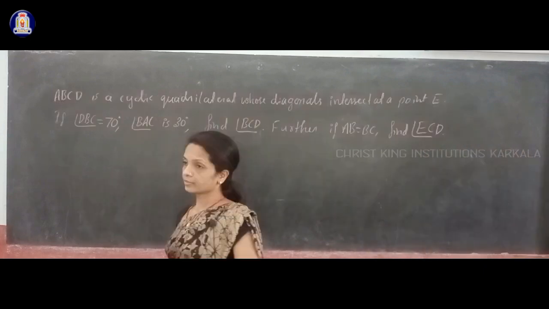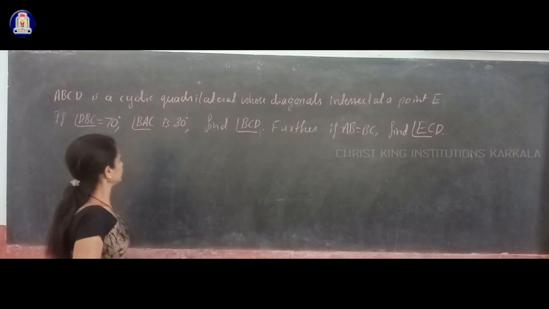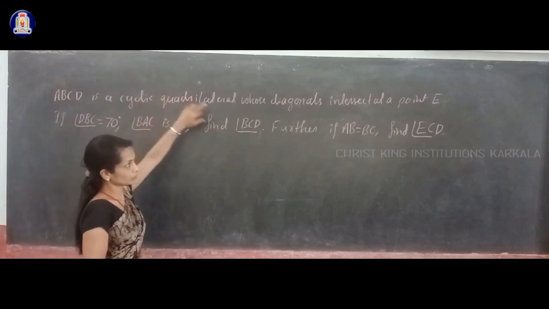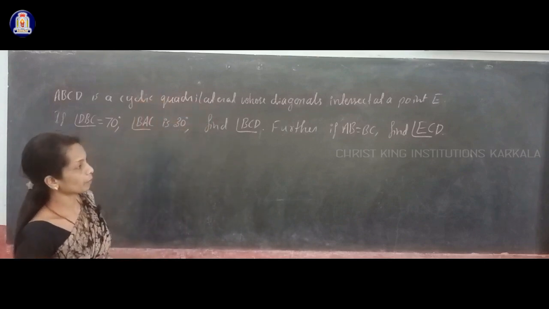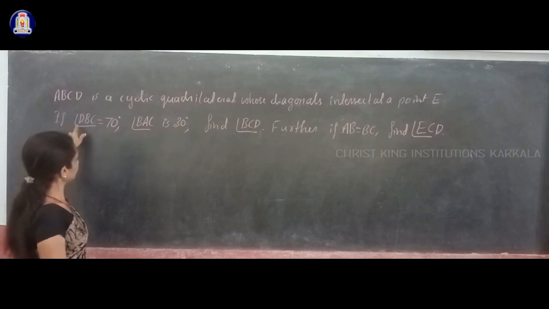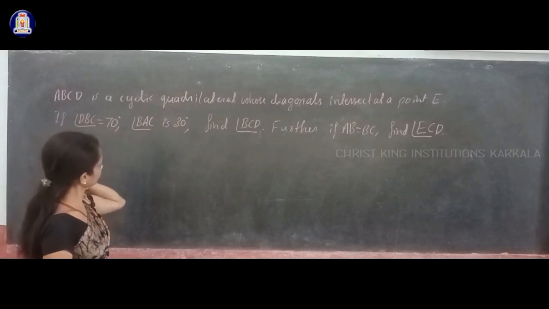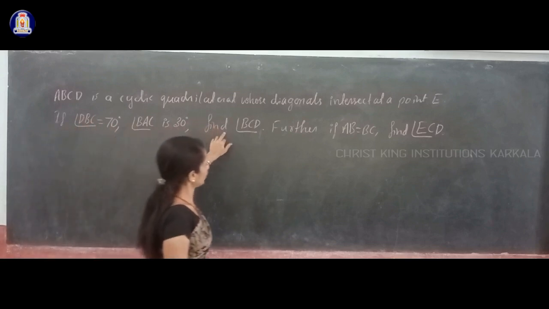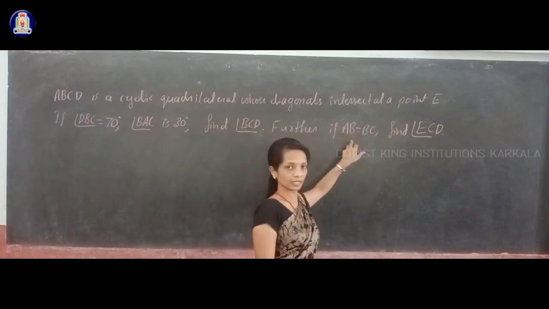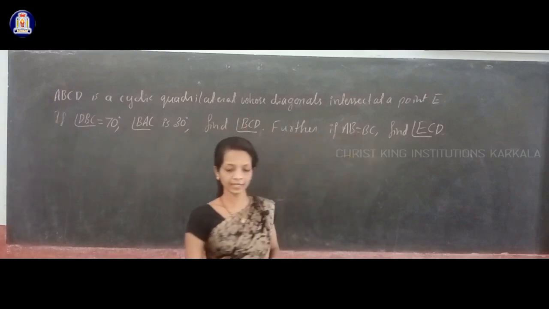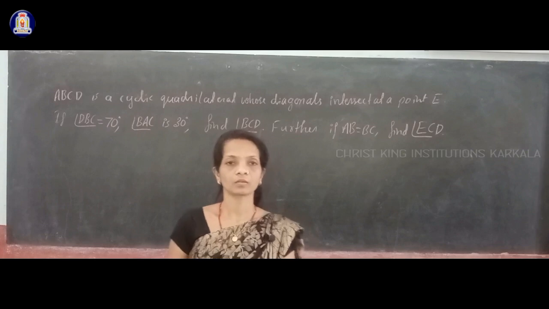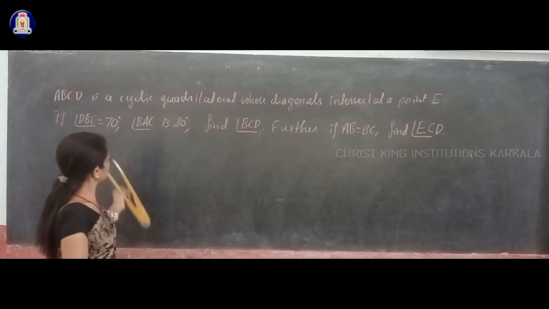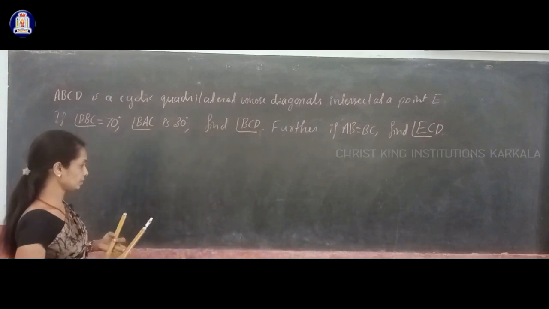Okay, thank you. The next problem is: ABCD is a cyclic quadrilateral whose diagonals intersect at a point E. If angle DBC is 70 degrees and angle BAC is 30 degrees, find angle BCD. Further, if AB is equal to BC, find angle ECD. Okay, so what you have to do is draw one cyclic quadrilateral ABCD.